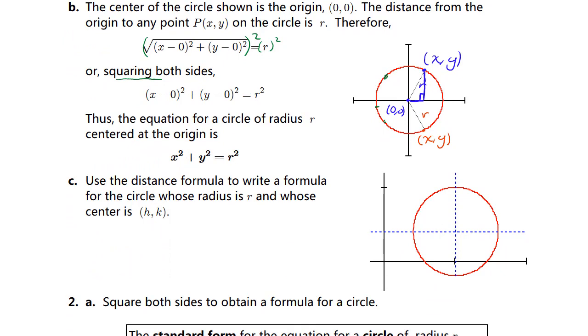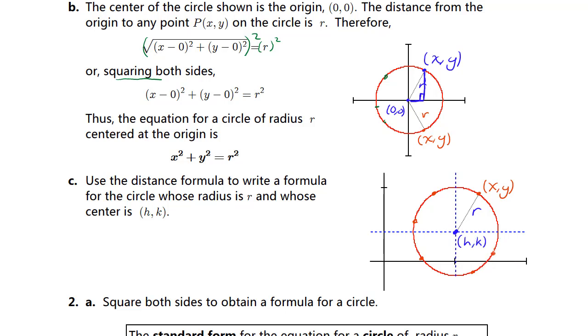Let's say that the center is h, k. So that means this point right here is h, k. And you want to talk about any point on the circle, like maybe x, y is over here. Then the radius is still whatever it is, r. Let's write a formula that would work for any of these x, y points.